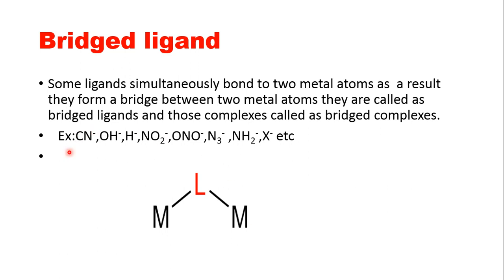Examples of such behavior shown by ligands are CN minus, OH minus, H minus, NO2 minus, ONO minus, nitride, N3 minus, NH2 minus, and X minus. This is halogens. So these kinds of ligands are termed bridged ligands, where there is simultaneous bonding between two metal atoms.